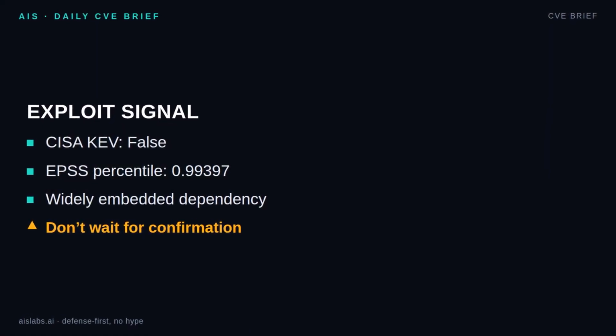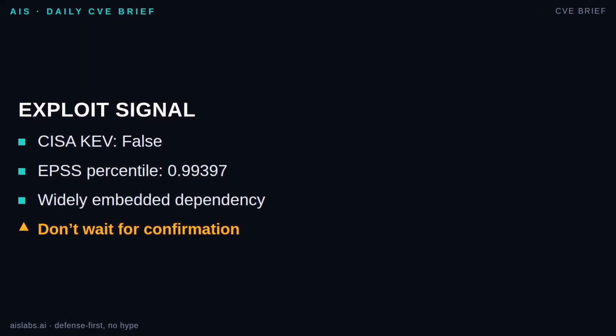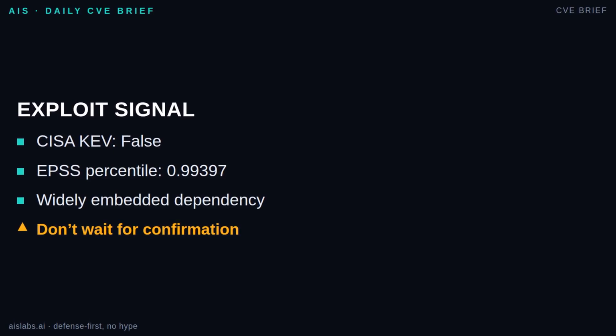CVE-2025-6965 is not currently listed in CISA's Known Exploited Vulnerabilities catalog. That matters. KEV listing is one of the strongest public signals that exploitation has been observed in the wild. But not being on KEV is not the same thing as being low priority. The EPSS percentile provided here is 0.99397, which places it extremely high relative to other vulnerabilities in terms of predicted exploitation likelihood. Combine that with SQLite's deployment model, and you get the real risk.